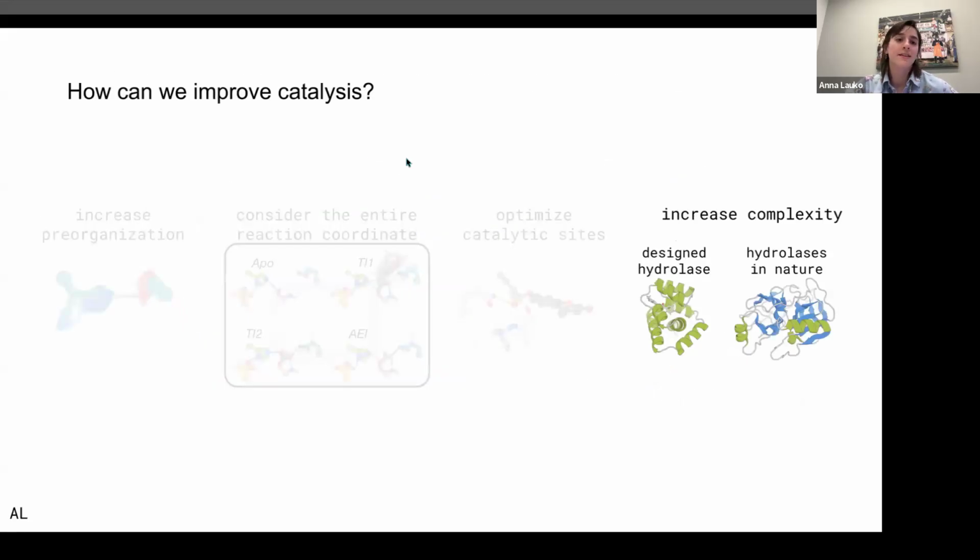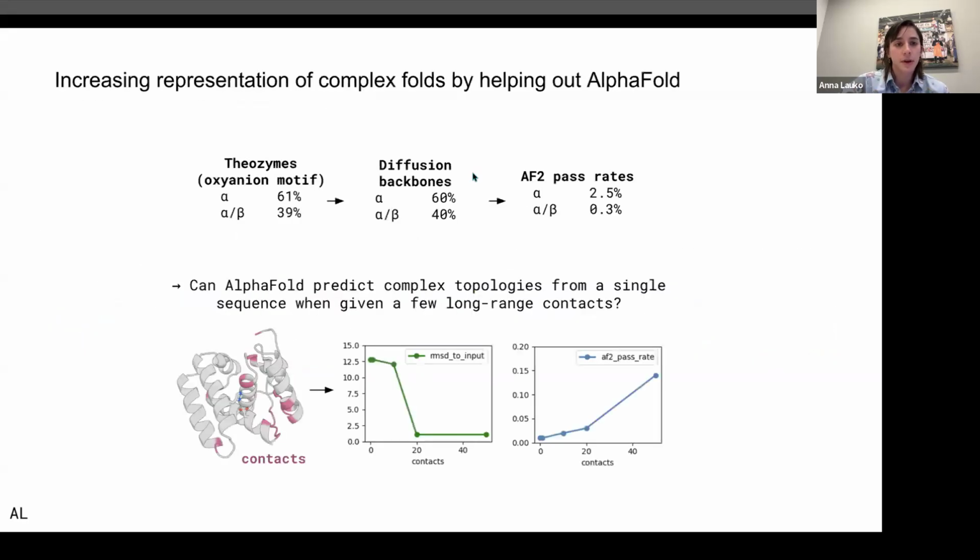Okay, and then finally, the last idea we could come up with for improving catalysis was increasing the complexity. Our designed hydrolases, like a lot of designed proteins, are helical bundles. They have the full serine hydrolase active site, but hydrolases in nature are a lot bigger. They have much more interesting secondary structures like beta sheets and loops. So we hoped that we could tap into that space and improve our designs that way.